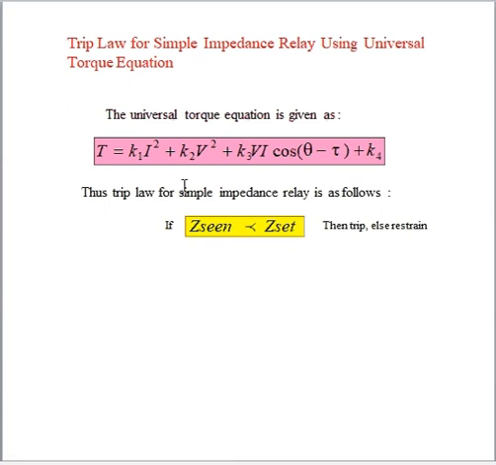how the impedance relay operates: the Z seen by the relay should be less than the Z set. Z set is the previously set value. If it is less than that, then the relay will give the trip signal, otherwise the relay will not operate. That is how the Z set and the impedance relay characteristics work, now you can see.